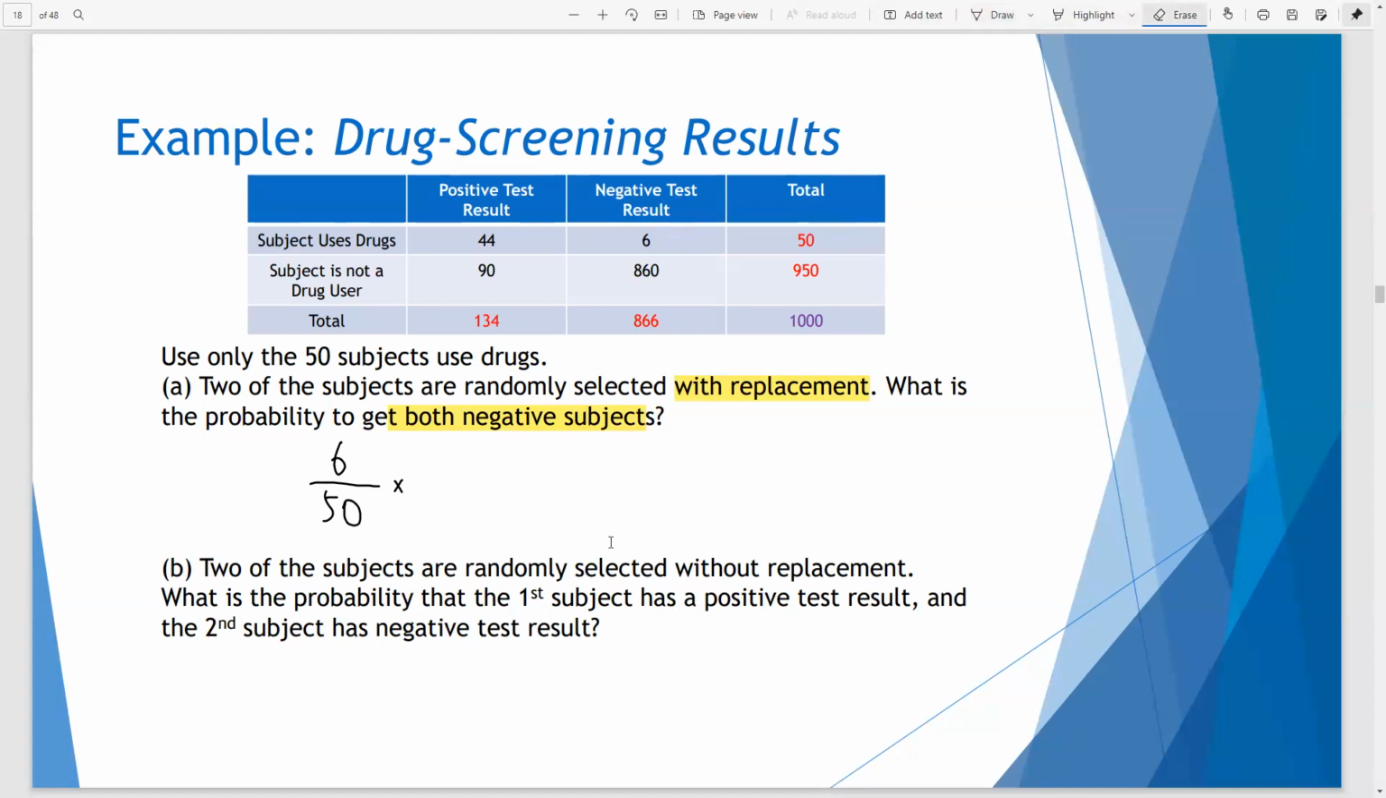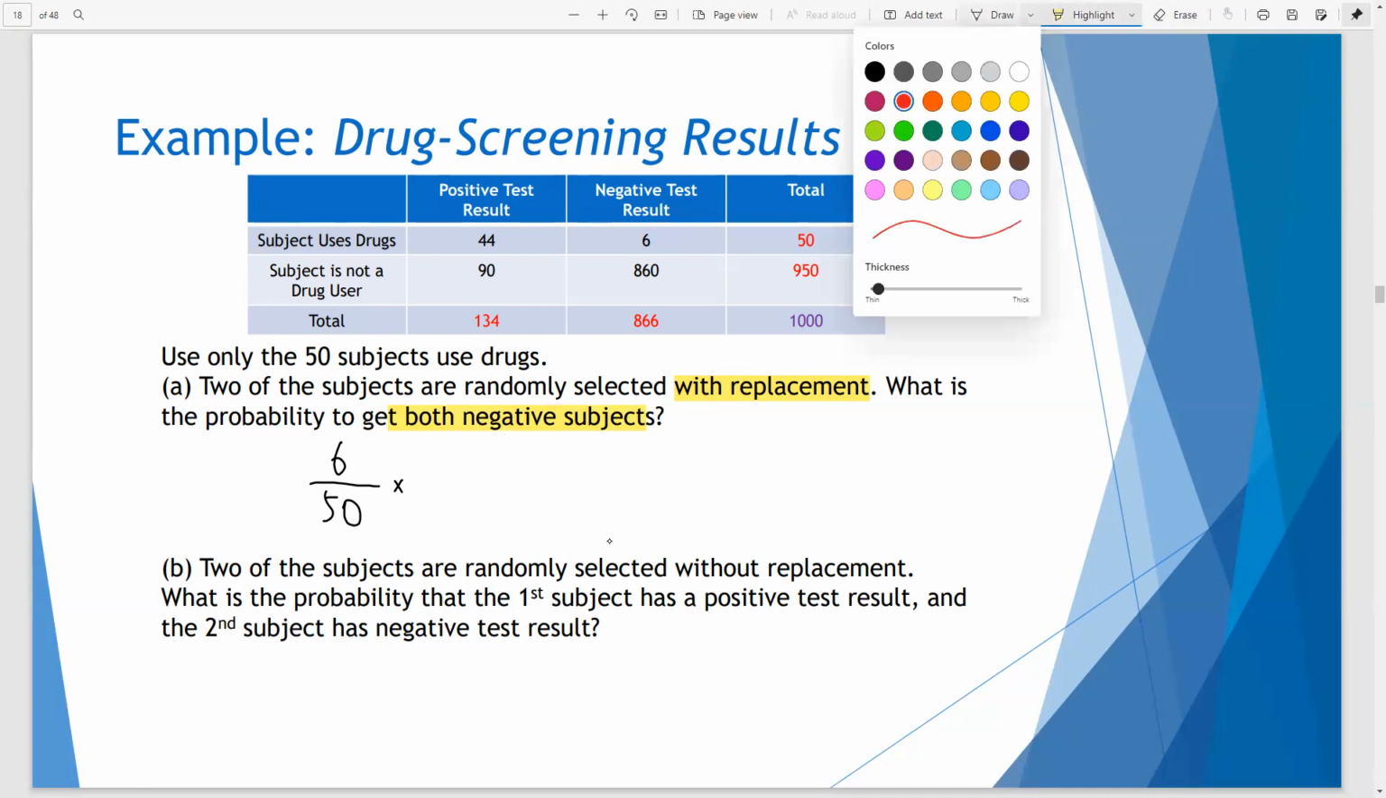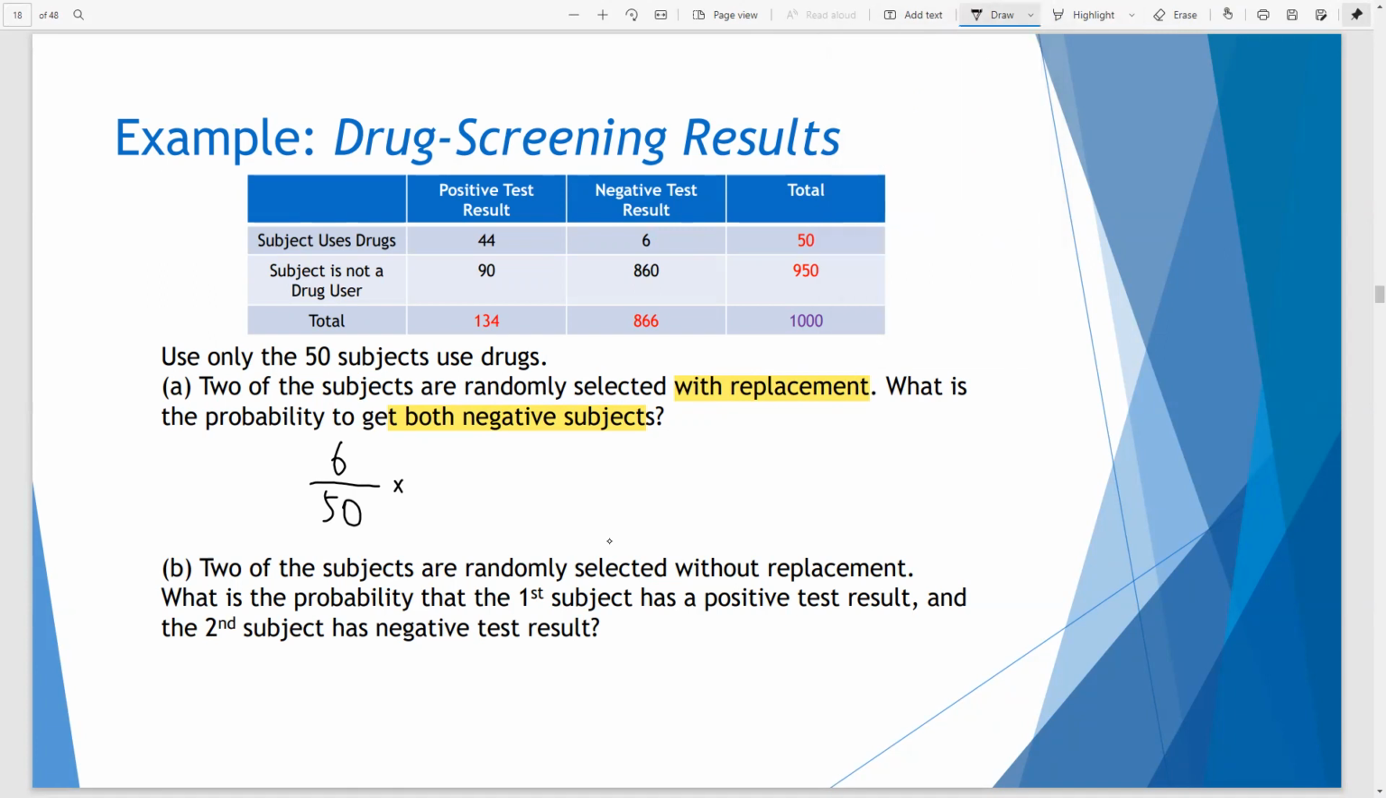So still the second step, you still have what? Still have 6 negative results. You still have 50 total. So that's still 6 out of 50. Right, so our first trial, that is 6 negative, 50 total. On the second trial, you take out 1, you put the subject back. You still have 6 negative. There are 50 total, you take out 1 for the first selection, but you put it back, right? That's the thing called with replacement.